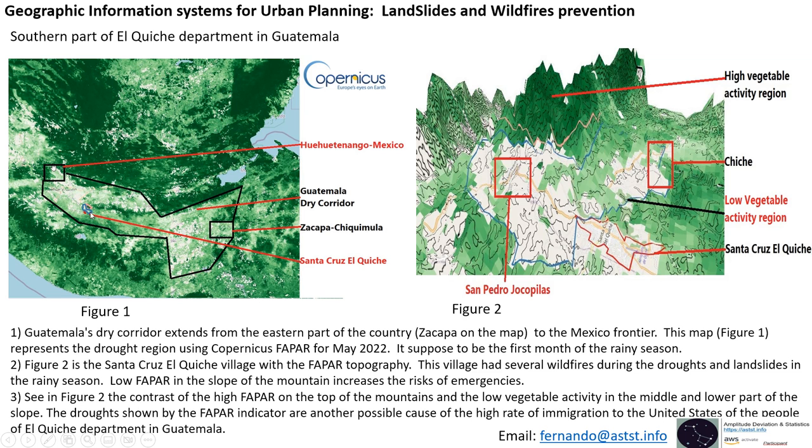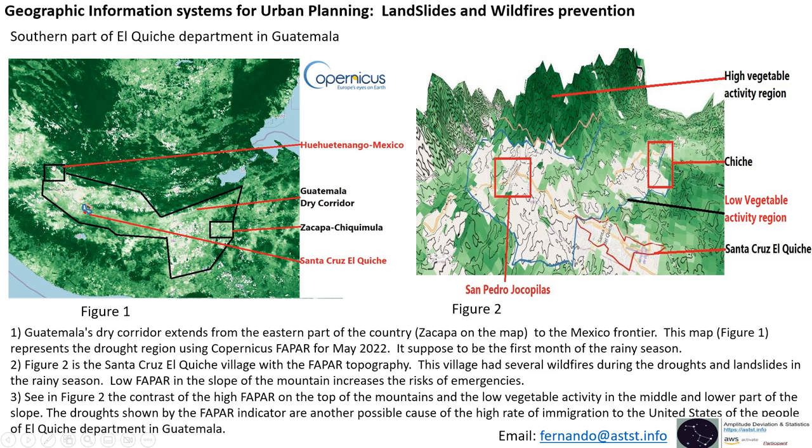large wildfires and large disasters during 2022. And we can measure this, the FPAR and the vegetable activity of the mountains to see that we have a problem here, because all this low vegetable activity is creating a great risk for wildfires and landslides when you have heavy rains over this small town or small village called Santa Cruz El Quiché, which suffered from all these kinds of disasters during the year of 2022.